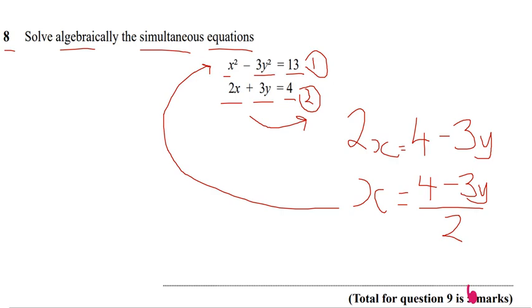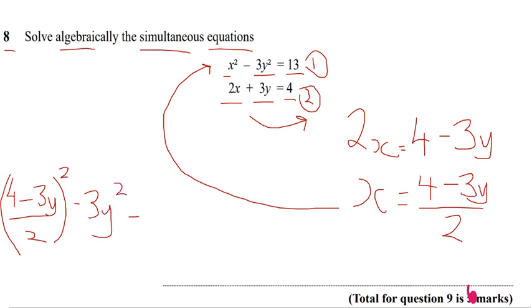We're going to have 4 minus 3y over 2, all squared, because obviously I'm subbing in x, minus 3y squared. Then I'm going to subtract the 13, so minus 13, to make it equal to 0, because I want that quadratic to be equal to 0. This actually looks pretty nasty, but again, take it bit by bit.